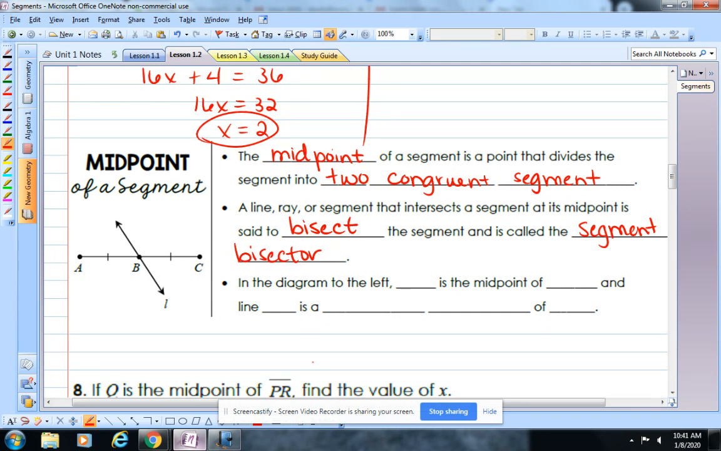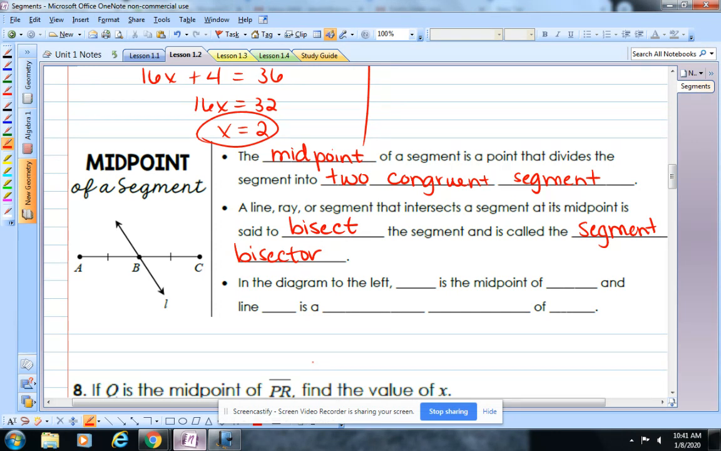It is called a segment bisector because it goes through the midpoint and divides that segment into two congruent parts. So a bisector, or the word bisect, means it cuts it exactly in half. Okay? Makes two equal pieces. So bisect means you cut it exactly in the middle to make two congruent pieces. In geometry, that's what it's going to mean for everything. Whether we're talking about a circle, a triangle, a ray, anything that is a bisector goes exactly through the middle and makes two congruent pieces.